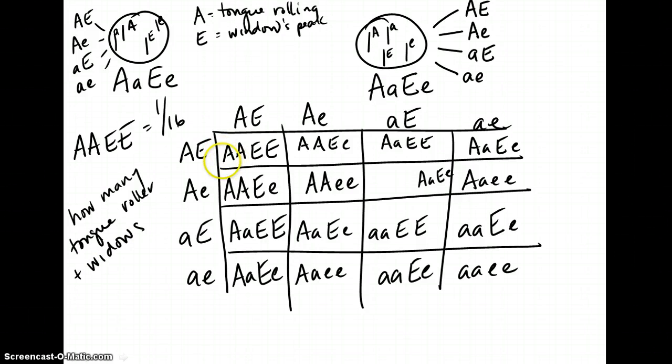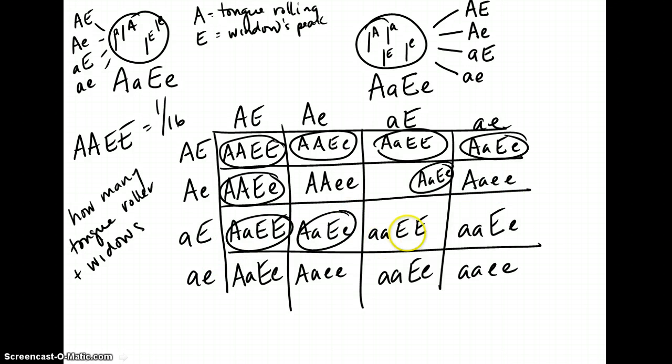So this one is a tongue roller and shows widow's peak. So there's one. Here's another one that's a tongue roller and shows widow's peak. Remember, I'm looking for those dominant traits. Here's another one. Here's another one. Here's another one. This one does not. This one does not have widow's peak, so we're not going to include that one. This one does. This one does not. This one does. This one does. This one doesn't because it can't roll its tongue. This individual can roll their tongue and have widow's peak, and that's pretty much it right there.